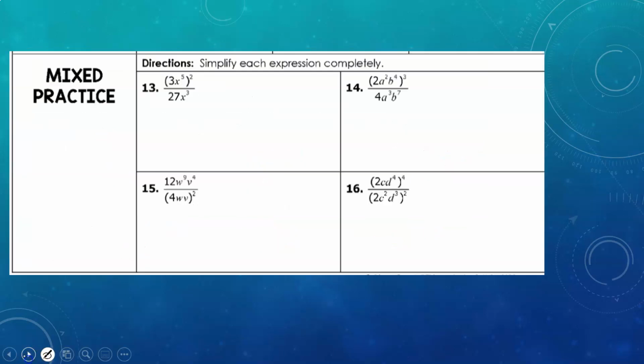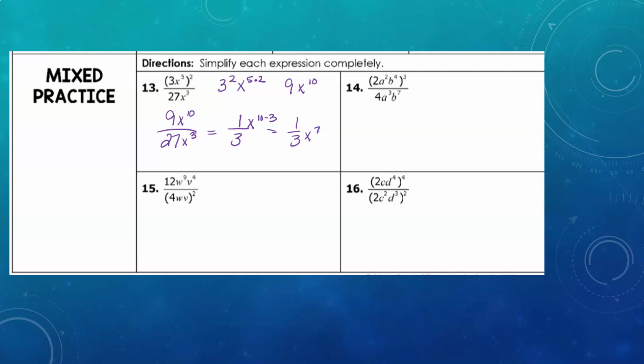All right, now we're going to mix everything up that we've learned already. So always look at the numerator, then look at the denominator. Like 13, we're going to have to use the power of the power. So 3x to the 5th, everything squared, divided by 27x cubed. So let's take 3 squared x to the 5 times 2 power. This will give me 9x to the 10th. So I have 9x to the 10th divided by 27x cubed. So I have 1/3 x to the 10 minus 3 power, or 1/3 x to the 7.